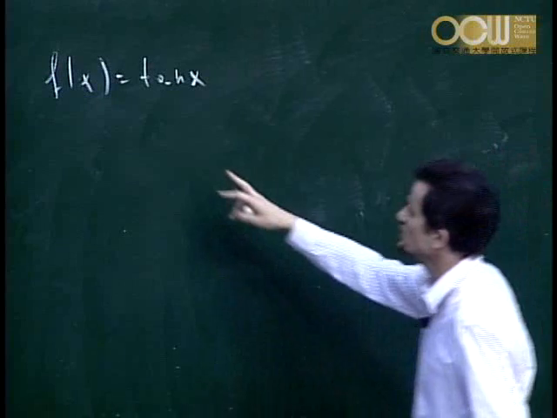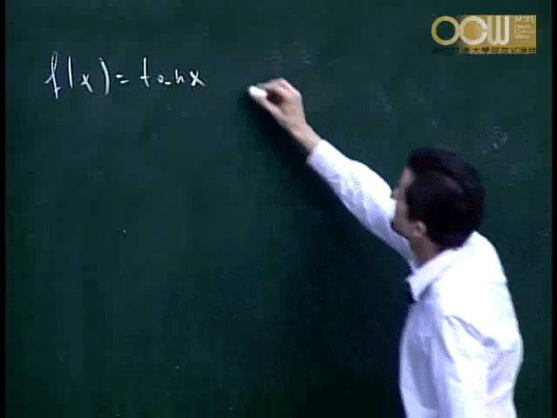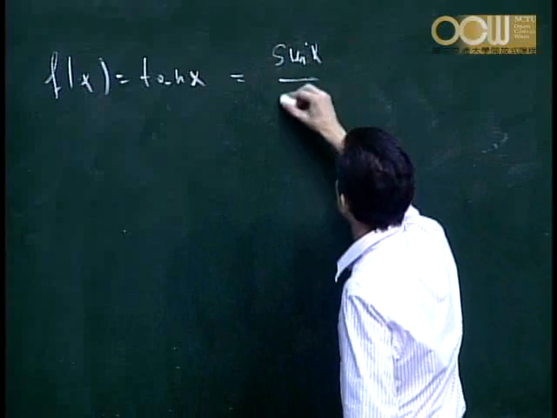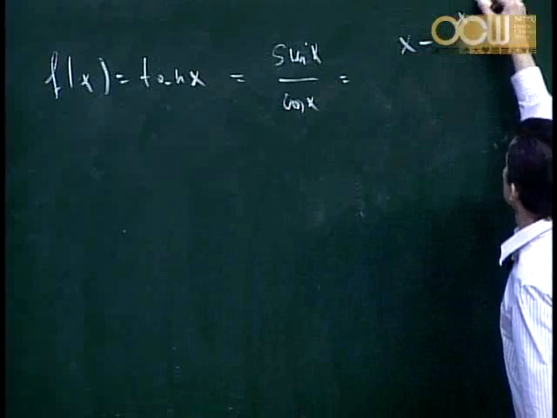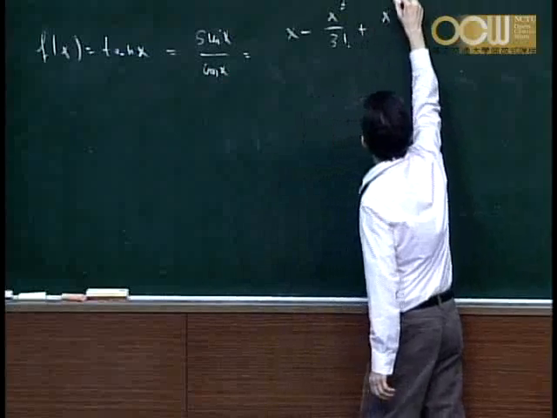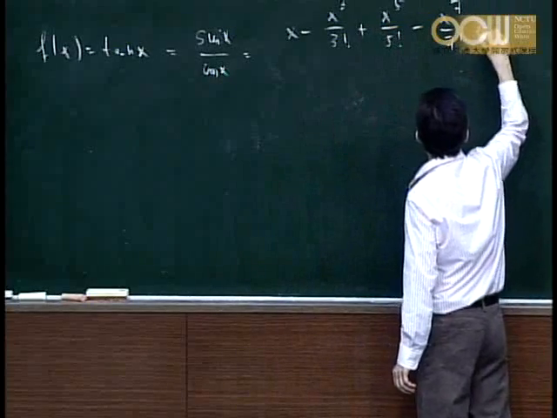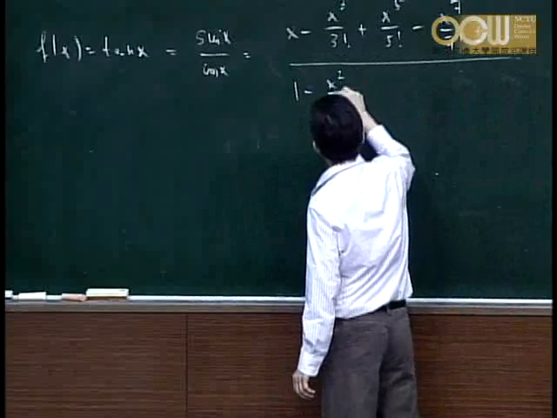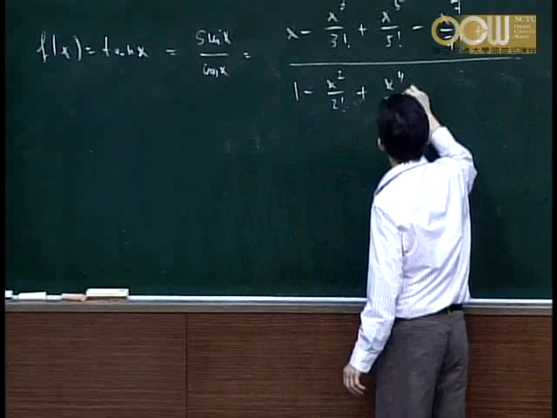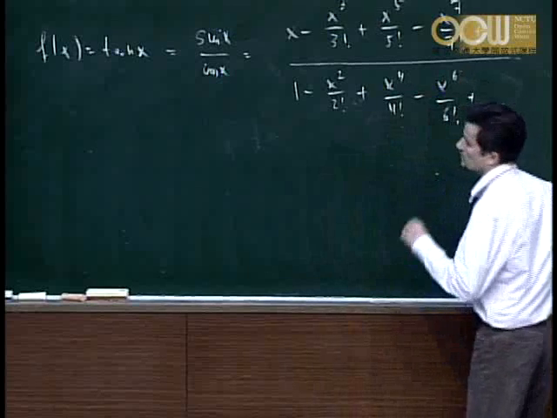So what you actually want to do in order to find the Maclaurin series expansion is to say, I know that this is the sine over the cosine, and I know already the Maclaurin series expansion for both of them, sine and cosine. For sine we know it's x minus x cubed over 3 factorial plus x to the 5th over 5 factorial minus, plus minus, and so on. And for cosine we know it's 1 minus x squared over 2 factorial plus x to the 4th over 4 factorial minus x to the 6th over 6 factorial plus minus, and so on.